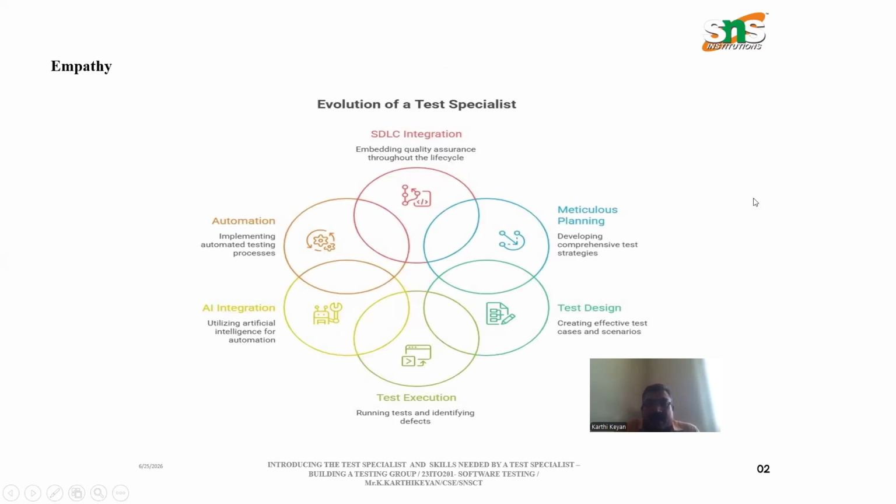This is the evolution of the test specialist. First, SDLC integration. Second, meticulous planning. Third, design and testing. Fourth, test execution. Fifth, AI integration. Last, automation. First, we will discuss embedding quality assurance throughout the life cycle.